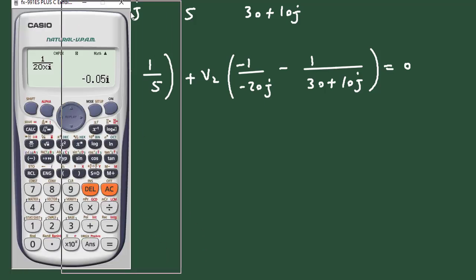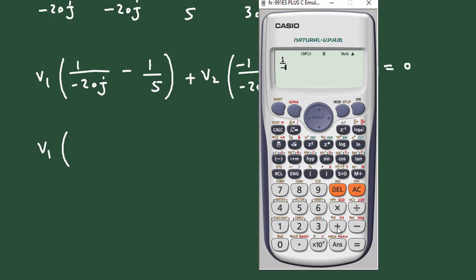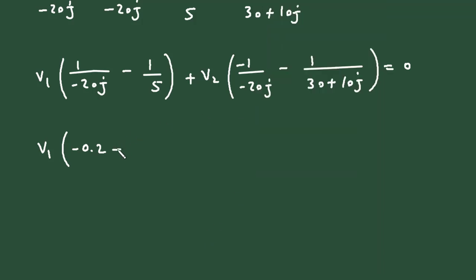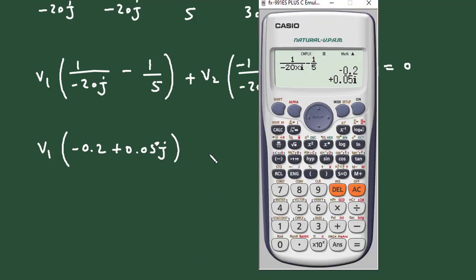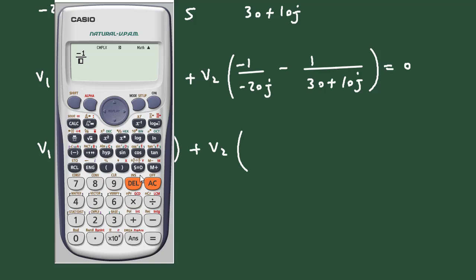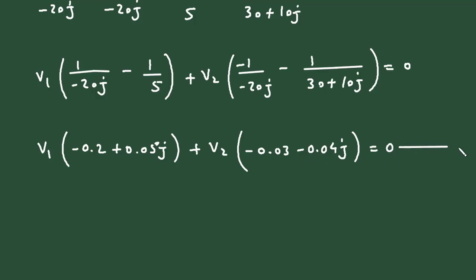V1 in bracket 1 upon minus 20 into J minus 1 by 5, minus 0.2 plus 0.05 J, plus V2 in bracket minus 1 by minus 20 into J minus 1 upon 30 plus 10 into J, it is equal to minus 0.03 minus 0.04 J. Now it is equal to 0. Now let's say this is equation number 2.